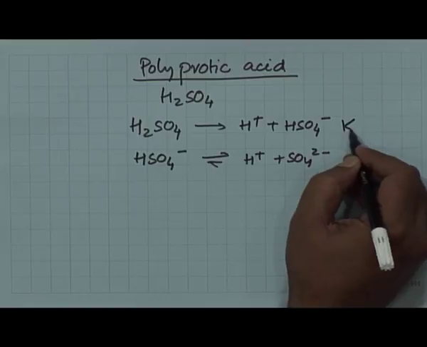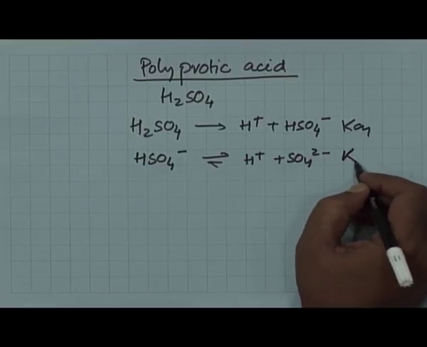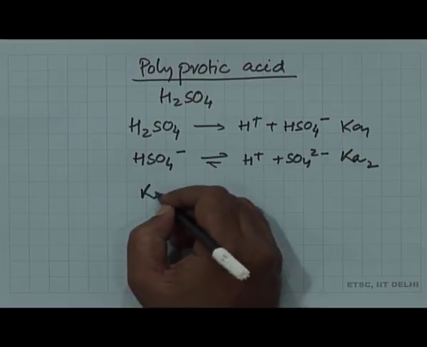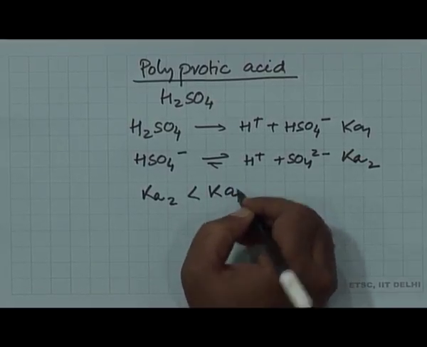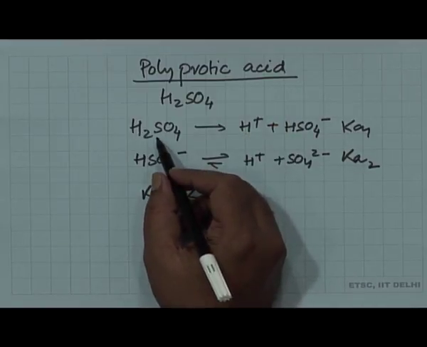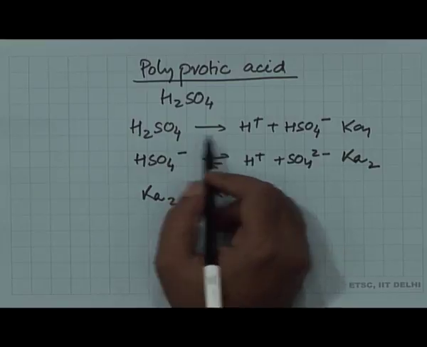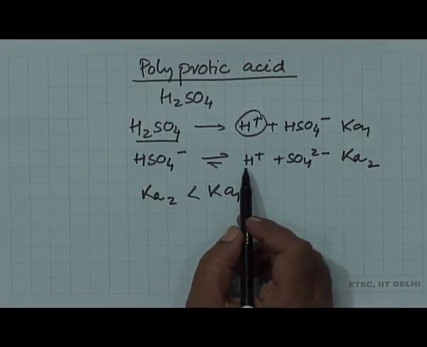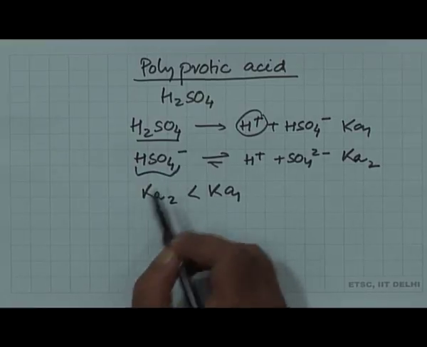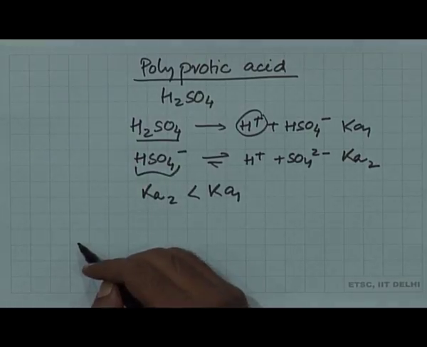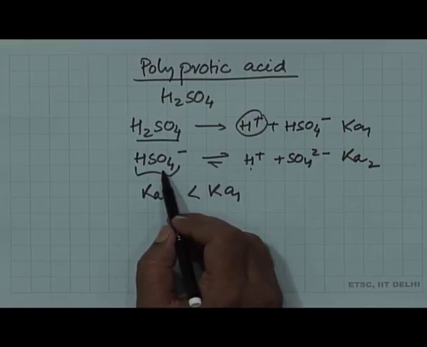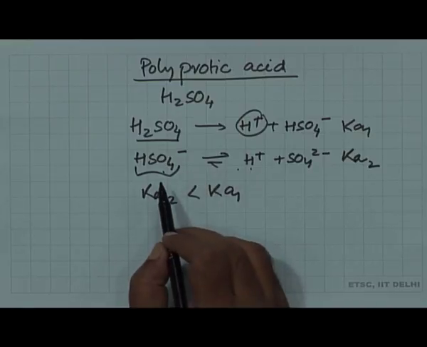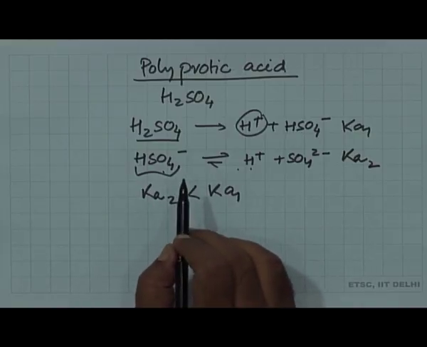So, this is called Ka1, the first dissociation, and there is a Ka2, which is the second dissociation. Ka2 will always be less than Ka1. It is quite simple. First, you are removing H plus ion from a neutral species, whereas in the second case, you are trying to remove H plus ion from a negative species. Removal of a positive ion from a negative species is really tough. It is not an easy process, and so Ka2 is going to be small.